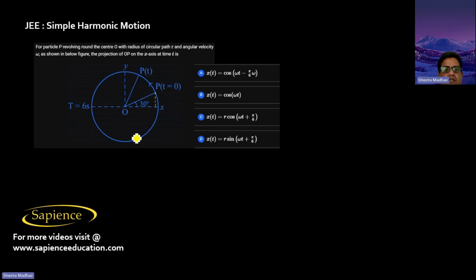So here initially this is R, so this is X. At any time P, this is X. So I can say that X is equal to R. If this is theta, and then we say angular velocity omega, so theta is equal to omega t. So x equal to... theta is equal to omega t plus pi by 6.